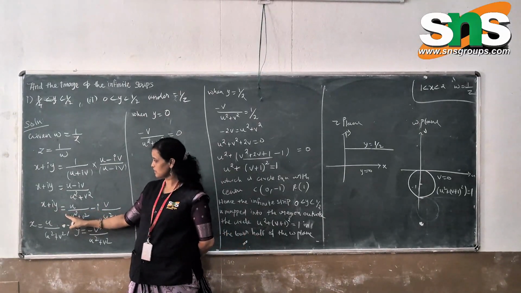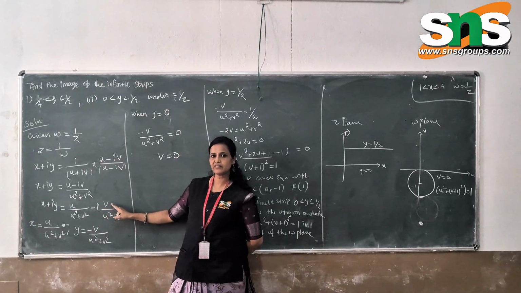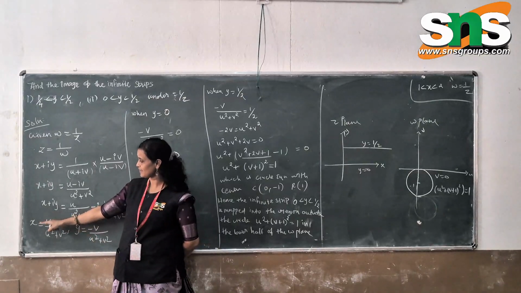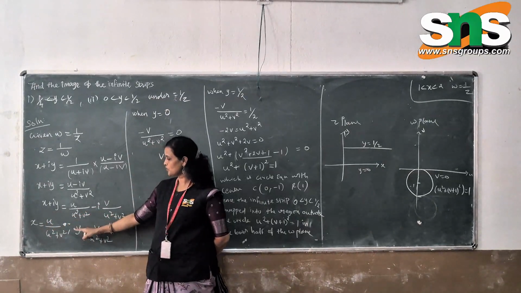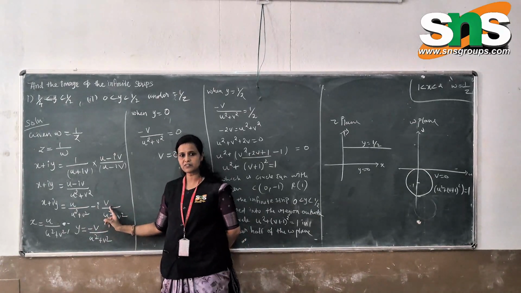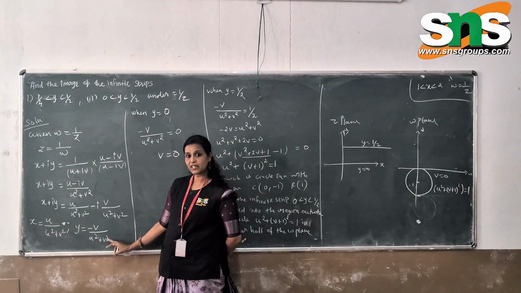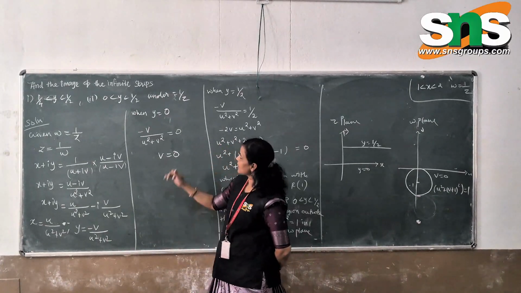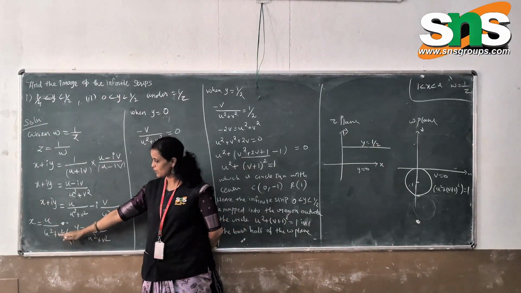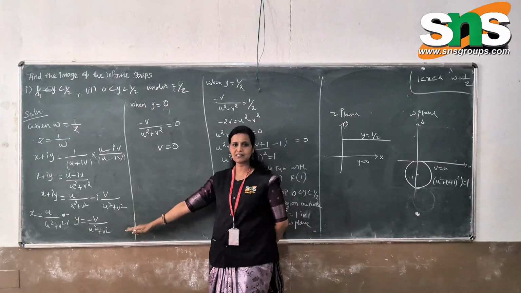So x + iy = u/(u² + v²) - iv/(u² + v²). From this equation, equating the real part, x = u/(u² + v²), and the imaginary part, y = -v/(u² + v²). So finally, under this transformation, x is mapped to u/(u² + v²) and y is mapped to -v/(u² + v²).